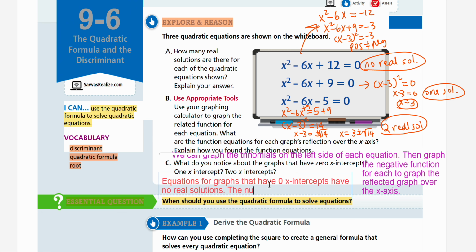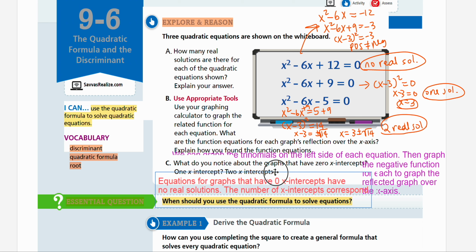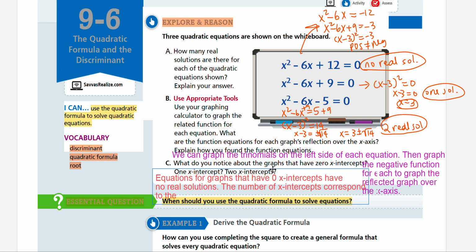The number of x-intercepts corresponds to the number of real solutions. Okay, good. So this was all exploration and reasoning before we even get to this lesson.